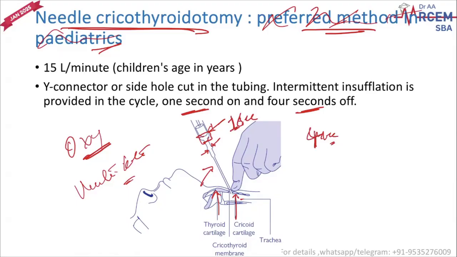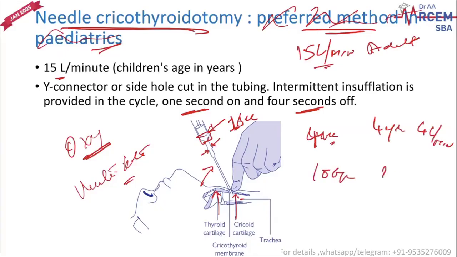What flow of oxygen will you be giving? You'll be giving around 15 liters per minute, that is a high flow oxygen in adults. In children, depending on the age. For example, if it's a 4 year old, you will be giving 4 liters per minute. If it is 10 years old, then you'll be giving 10 liters per minute. 2 years old, then you're giving 2 liters per minute. So exactly the age in years, that many liters you'll be giving.